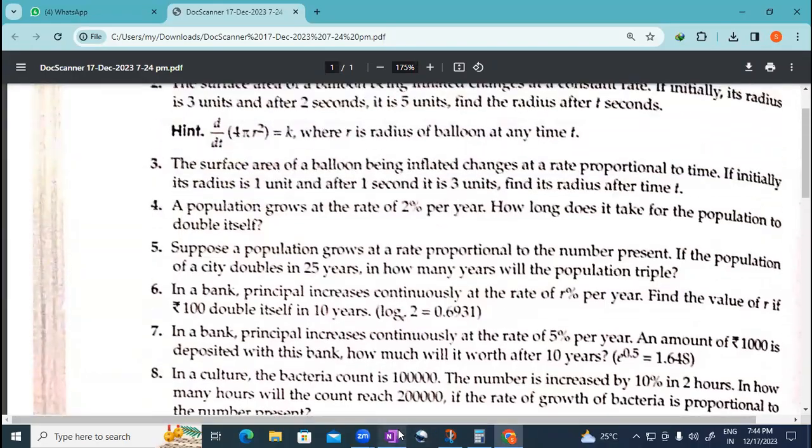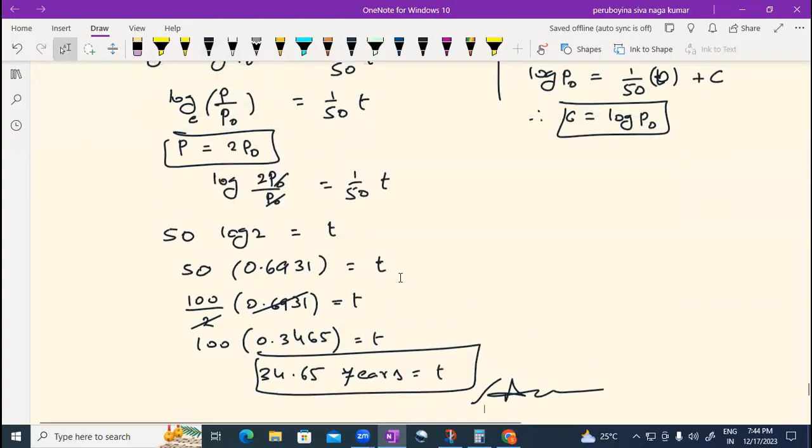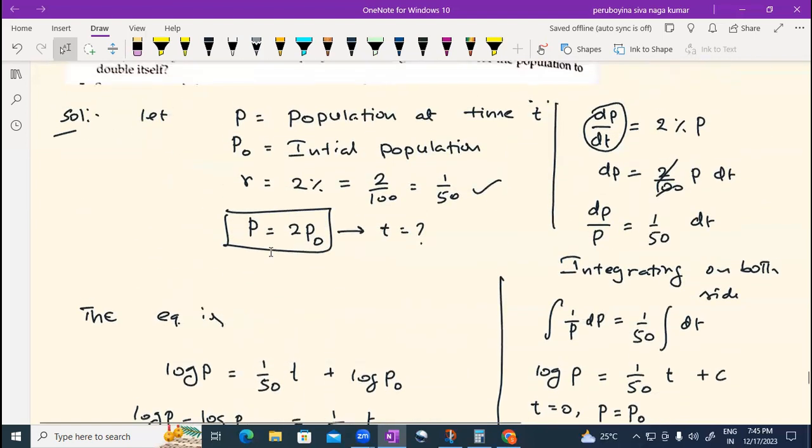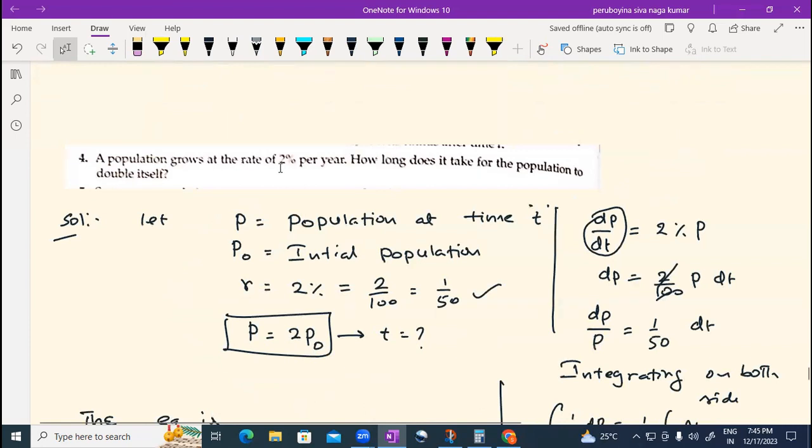Sir, can you go back to the solution once? Over there, how did you take log 2 P naught by P naught? This part you are asking, log 2P naught. Actually, look at the question. The population grows. Initially he mentioned some basic things, and next he is asking: how long does it take? How long it takes means he is asking about the time for the population to double itself.